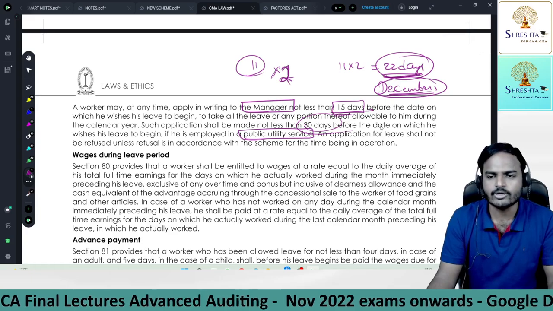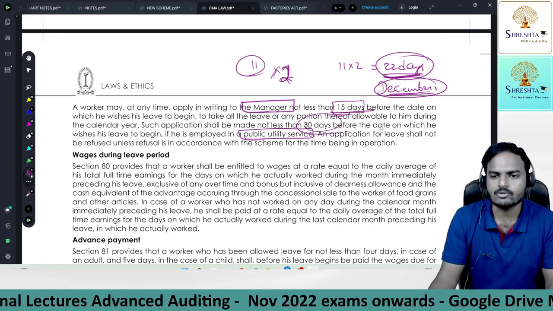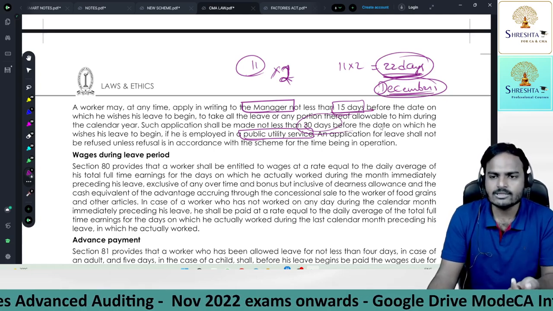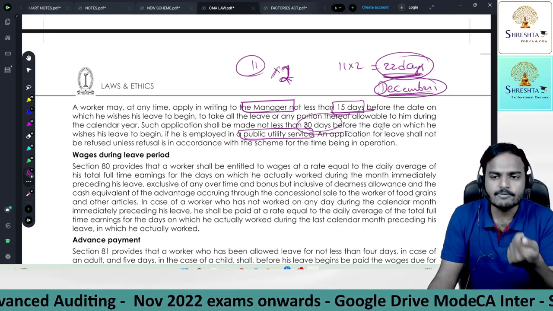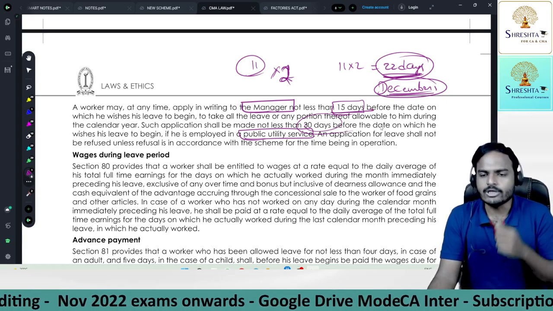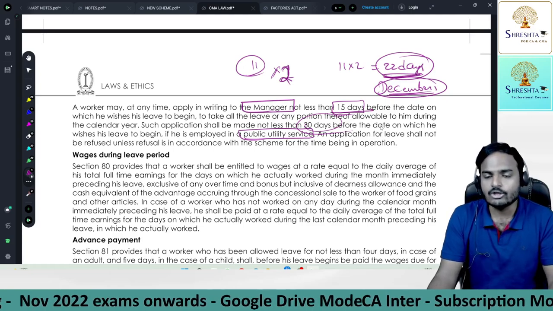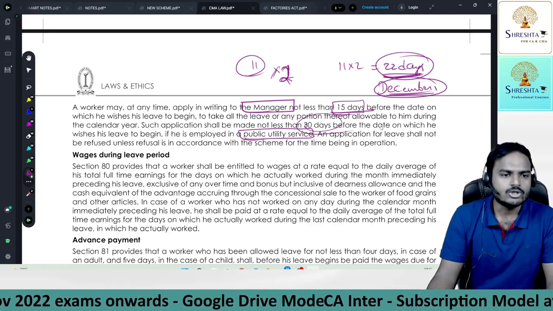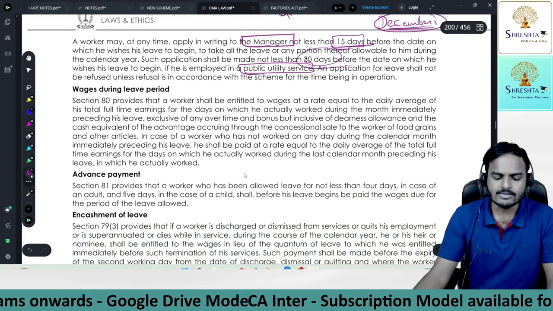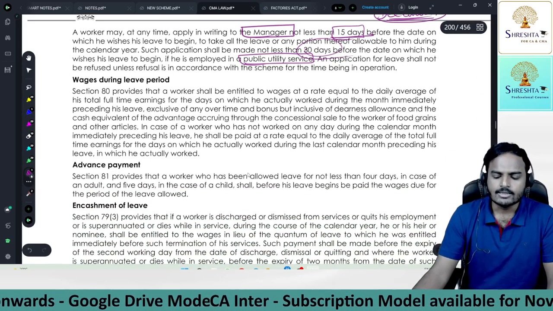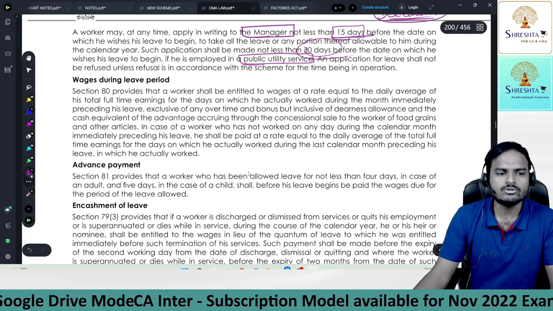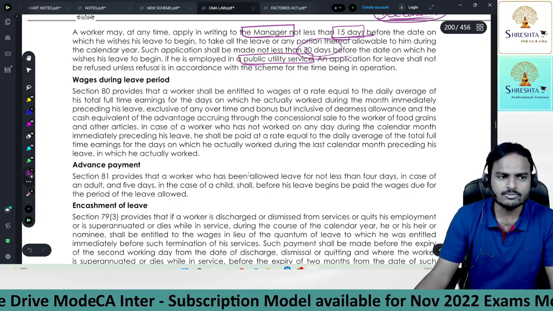Suddenly you want to take 22 days leave or some 30 days leave, you need to intimate the manager. What is the time period? No intimation required, sir. 15 days before leave period, normal cases. Or if you are engaged in public utility services, then 30 days before leave period, you need to intimate your manager. Next, wages during leave period. Simply, you want to surrender it or you want to take leave. Then you are eligible to take wages.